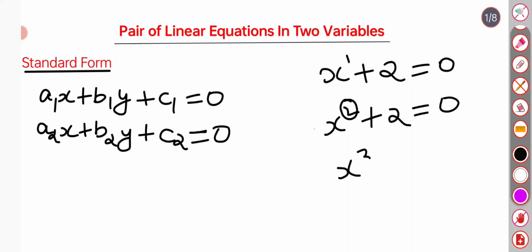Similarly, if you go for x cube plus 2 equal to 0, so in this equation our highest power or highest degree is how much? 1. Oh, sorry, 3. So this type of equation is known as a cubic equation.